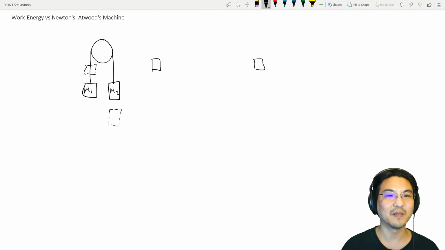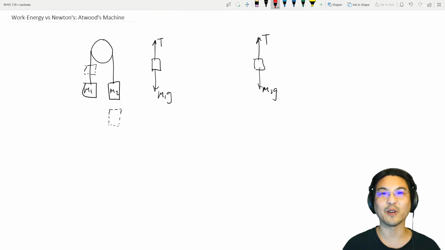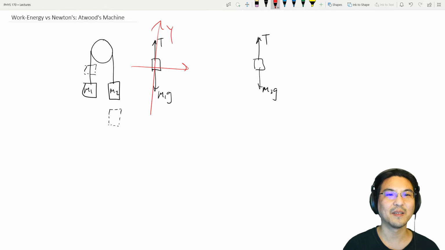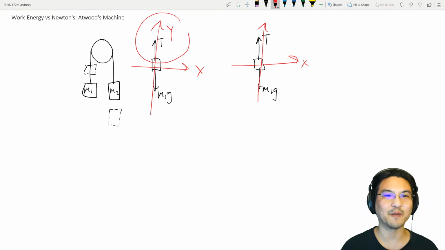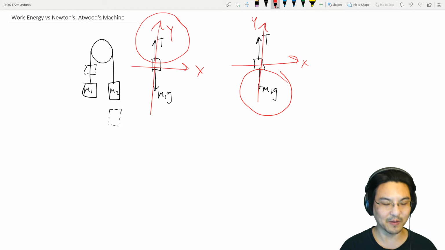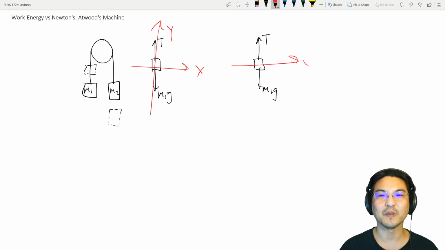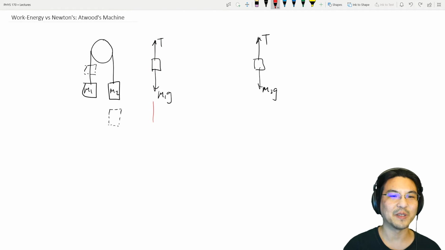So for block 1, there's the string, and then it has weight. For block 2, there's the string, so there's tension, and then there's weight. And you can pick coordinates however you want. In this case, block 1 would accelerate in the positive y direction, block 2 would accelerate in the negative y direction. So for me personally, I know block 1's going up.